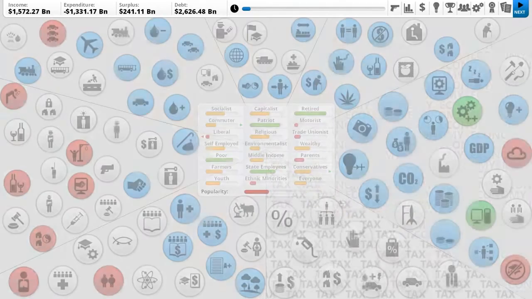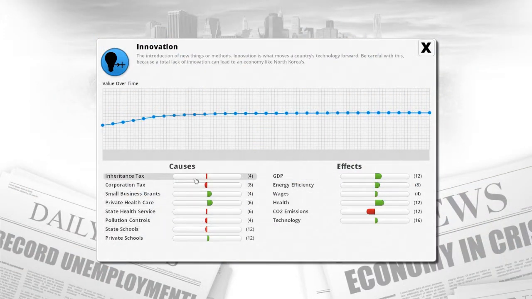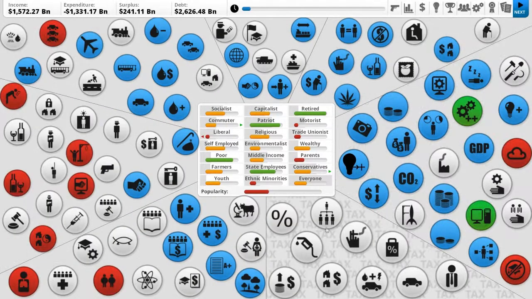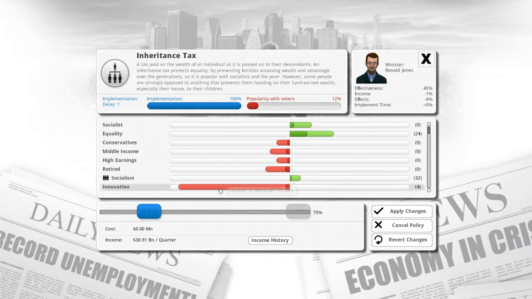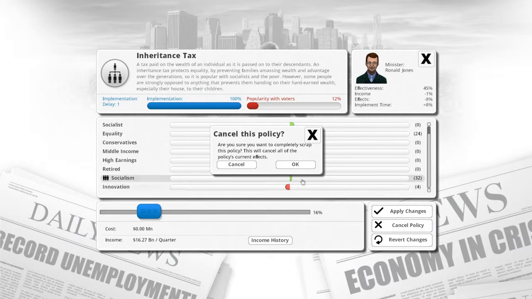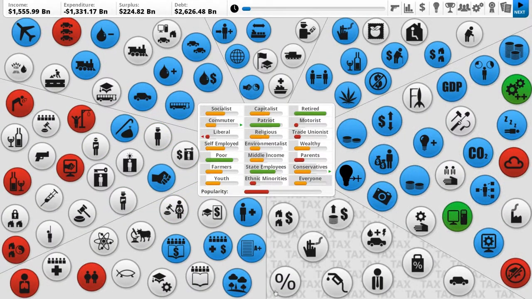Okay, so let's see this inheritance tax. As you can see, inheritance tax cuts down on innovation. Because what it does is it makes people not want to innovate. It makes people just want to spend all their money lavishly because the money is going to be taxed. Now watch the effect on innovation. Watch, look. It absolutely kills innovation, and that's at 75%. If it would let you go more than that, that would be insane. That's really bad. So I'm going to cancel the inheritance tax because we don't need it.